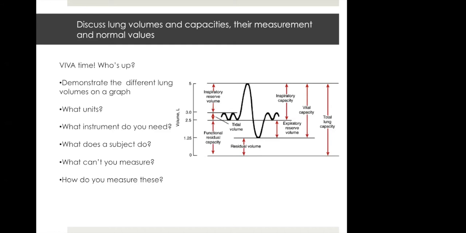Okay, great. So inspired reserve volume is the increase in volume with maximum inspiratory effort. Your expired reserve volume is the increase in expiration volume with maximum expiratory effort. And residual volume is the remaining volume in the lung after maximum expiration, and you, as you say, can't measure that directly. So the instrument that you need is a spirometer.